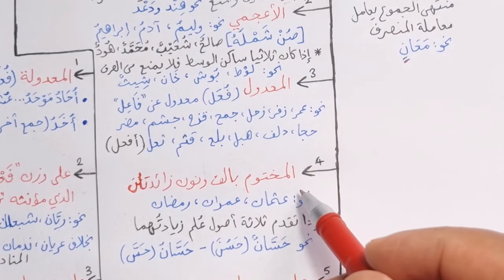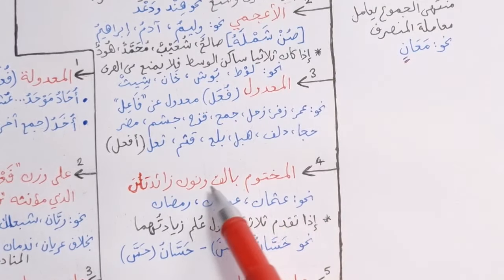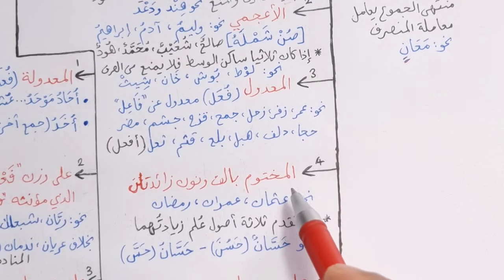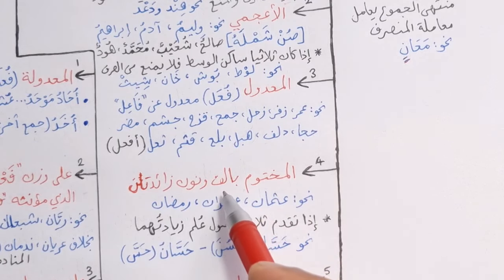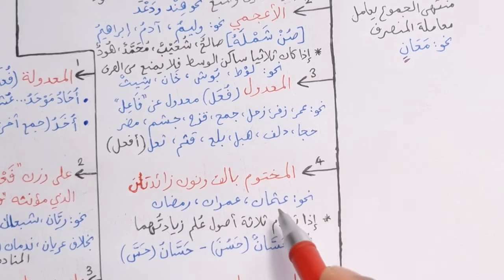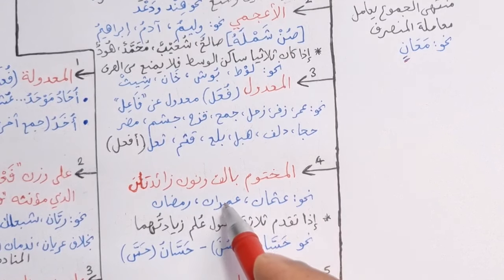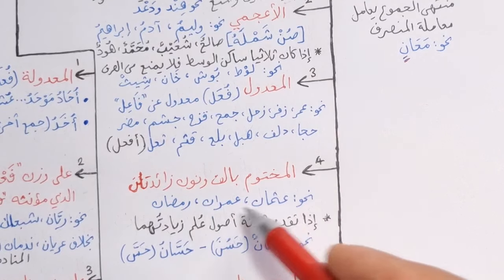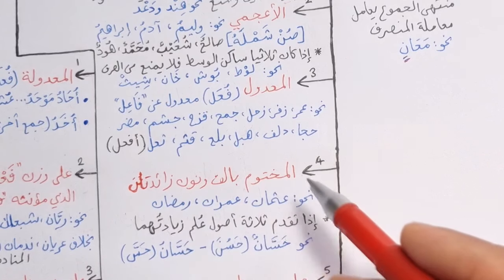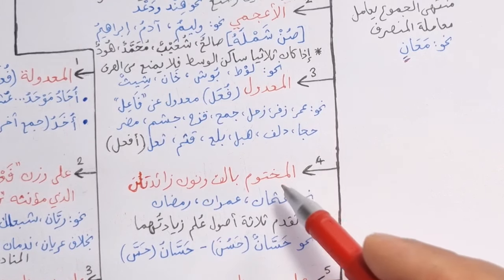The fourth case is alam makhtum bi alif wa nun za'idatain. If the alam has alif and nun additional to its ending, then it's going to be mamnu' min as-sarf. Examples are Uthmanu, Imranu, Ramadanu, names of people, whether they're names of a place like Ghassan or names of a month. These are proper nouns which have alif and nun additional.